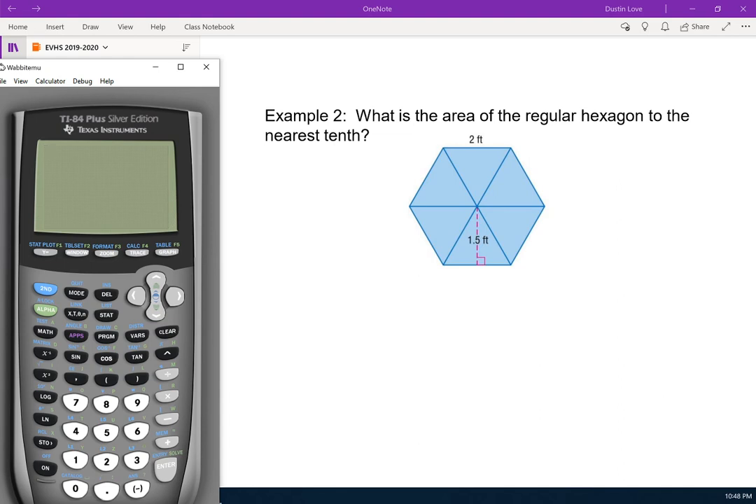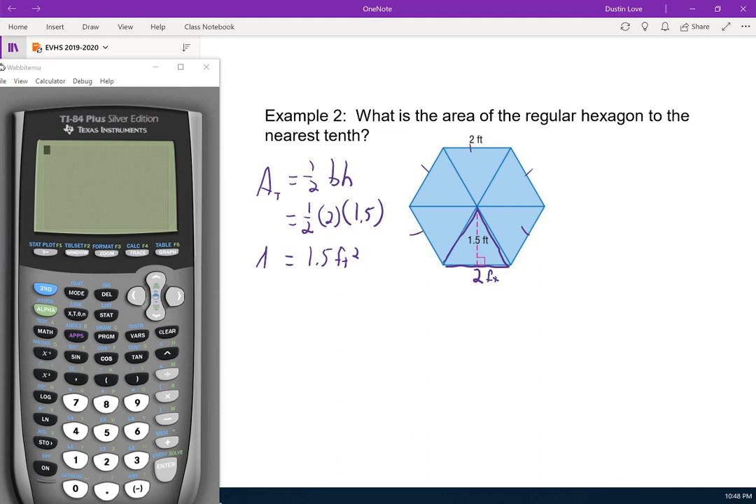So since this is a regular polygon, I know that all the sides are congruent, meaning that in particular, this side is 2 feet. Now, the area of this one triangle here is going to be, area of the triangle is 1/2 times its base times its height. Now, the base of it is 2, and the height of it is 1.5. Now 2 times 1/2 is 1, times 1.5 is just 1.5 feet squared.